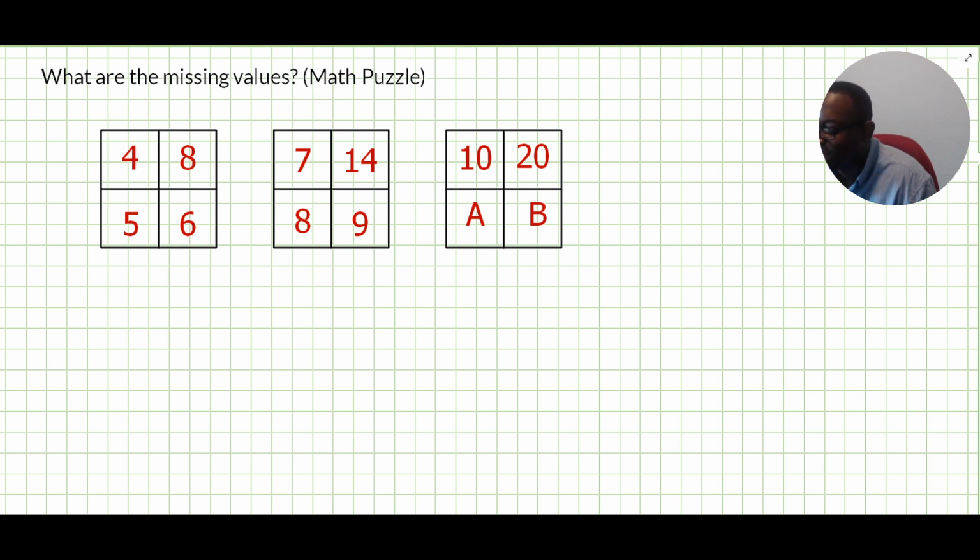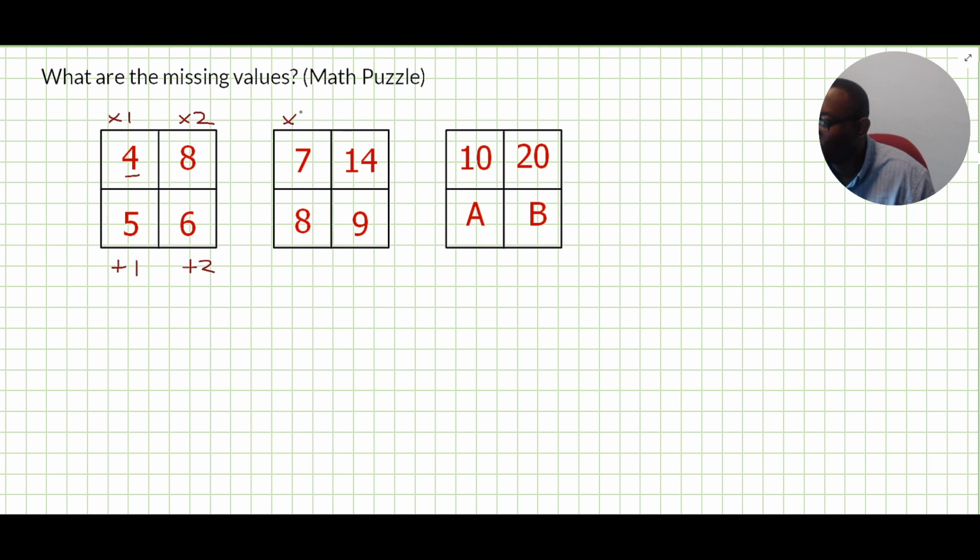Let us go ahead and look at this. So I have 4. This is multiplied by 1. This is multiplied by 2. Here I have plus 1, and then I have plus 2. So 4 multiplied by 1, 4. 4 multiplied by 2, 8. 4 plus 1, 5. 4 plus 2, 6.